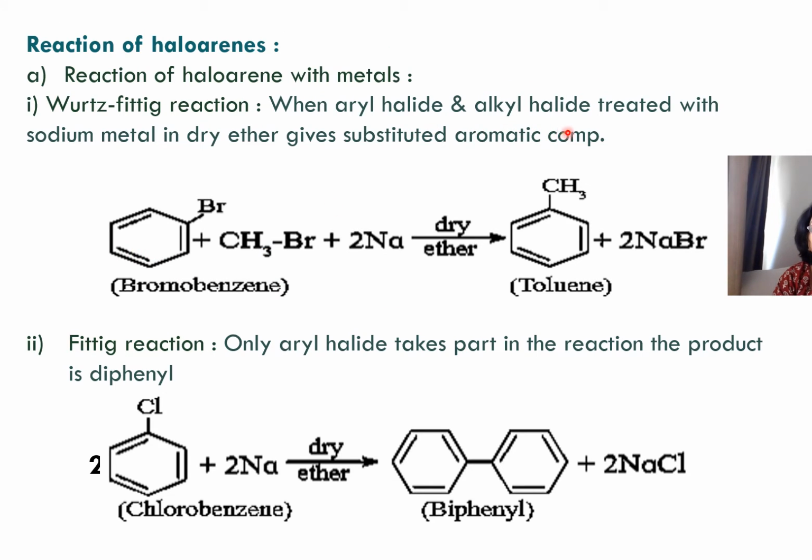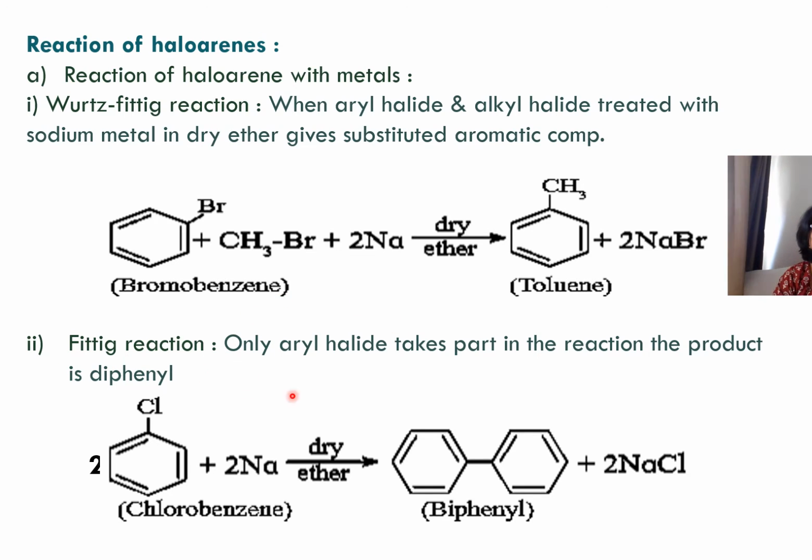Okay, so the reaction is similar as Wurtz reaction, but the only difference is that instead of taking only alkyl halide, here we are taking aryl halide and alkyl halide. Okay, and then reacting it with sodium in the presence of dry ether, and we get the toluene or the alkyl benzene or the substituted aromatic compound. Clear? Then Fittig reaction. Fittig reaction, what do you do here?